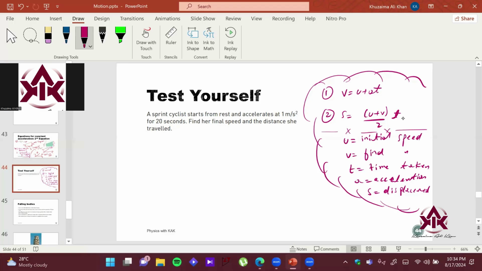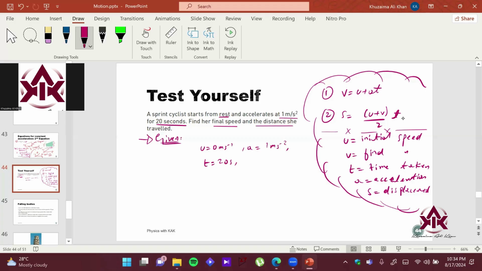Whenever you solve a question, first of all you should list out what is given. Starts from rest, right? So initial speed is 0 and acceleration is given, it's 1 meter per second square. You're given the time also, it's 20 seconds. You want to find the final speed and the distance she travels, right? So you want to find out s and you want to find out v, right? So I guess now it's pretty simple to solve.